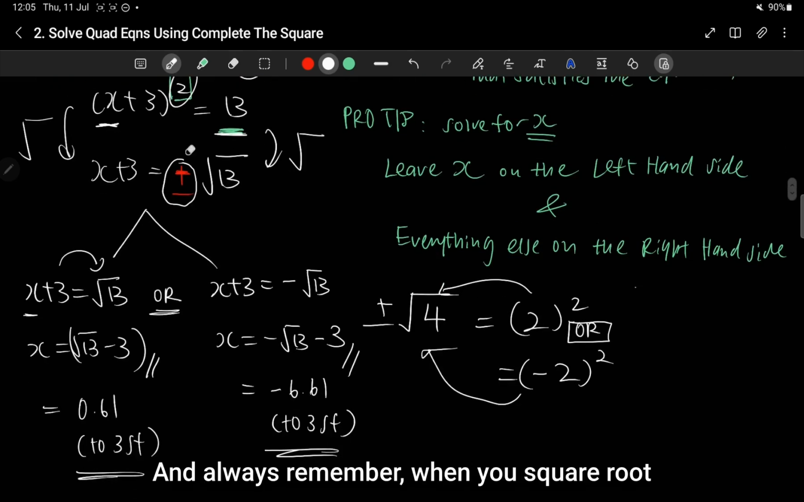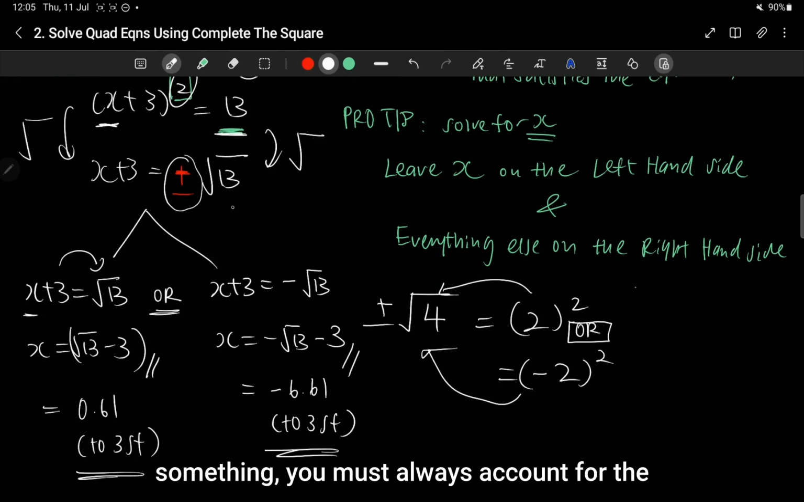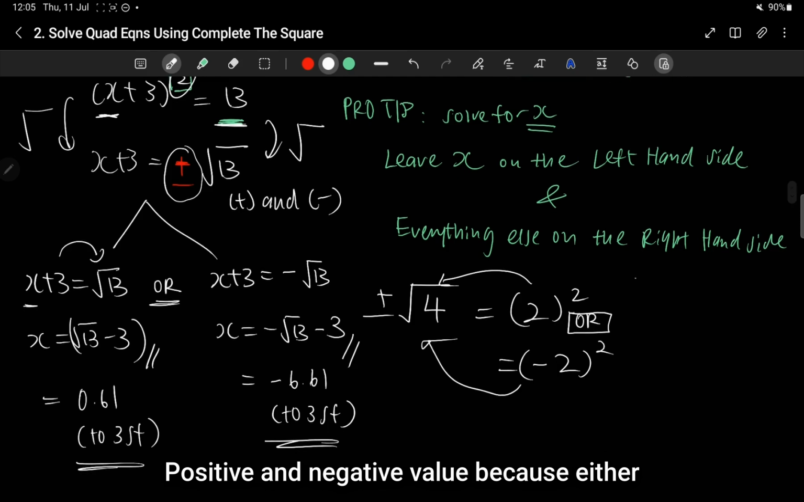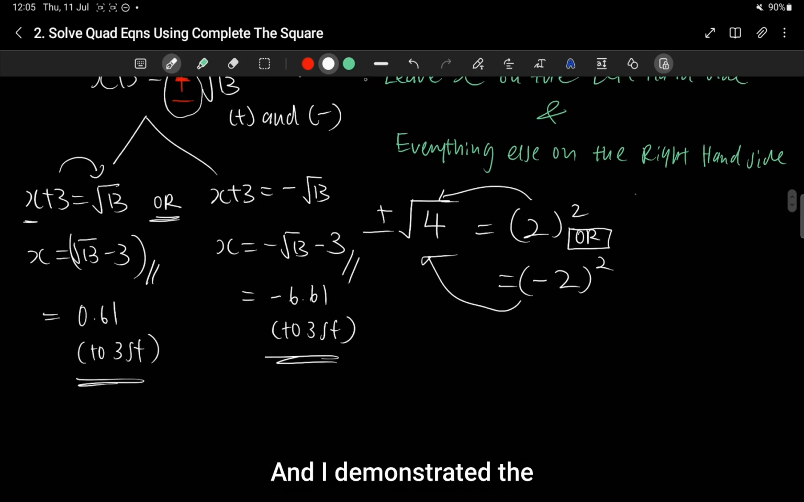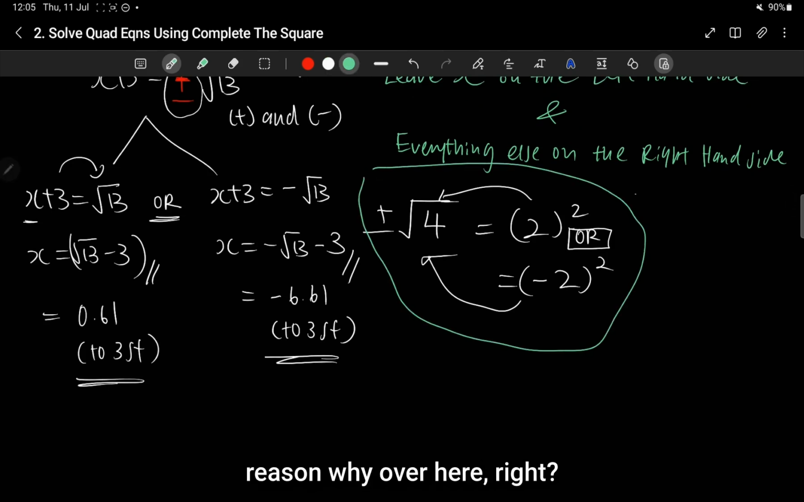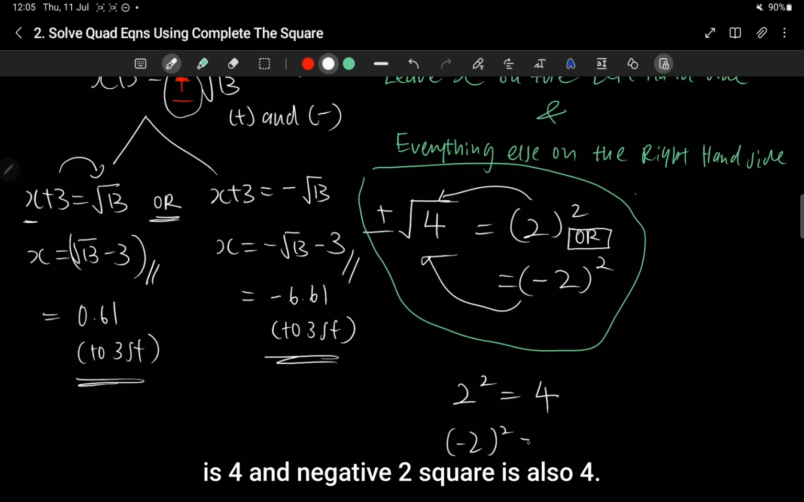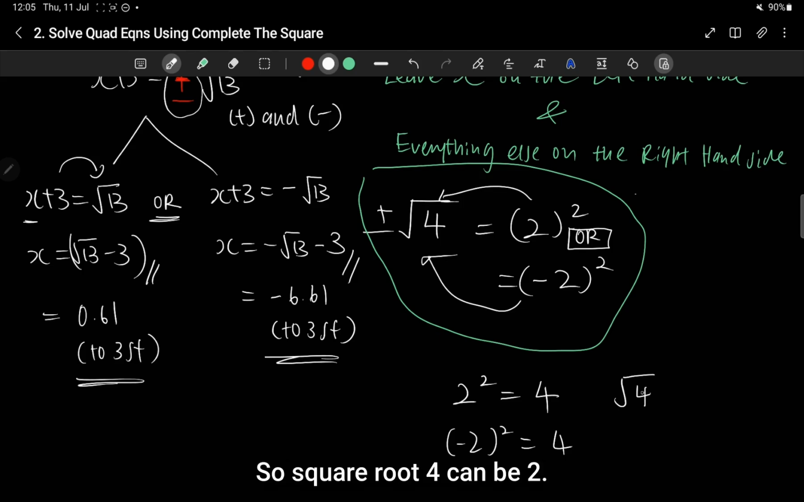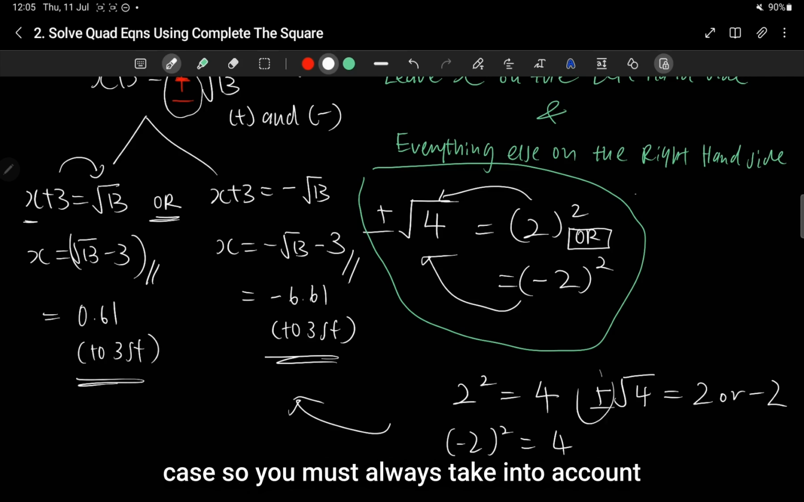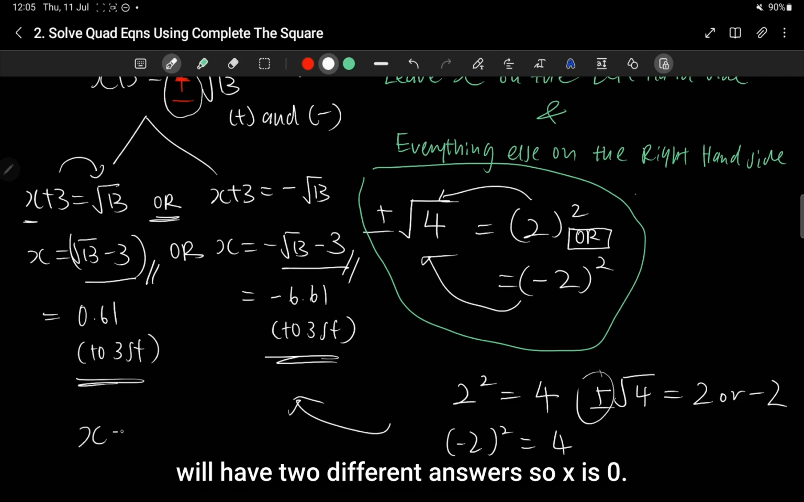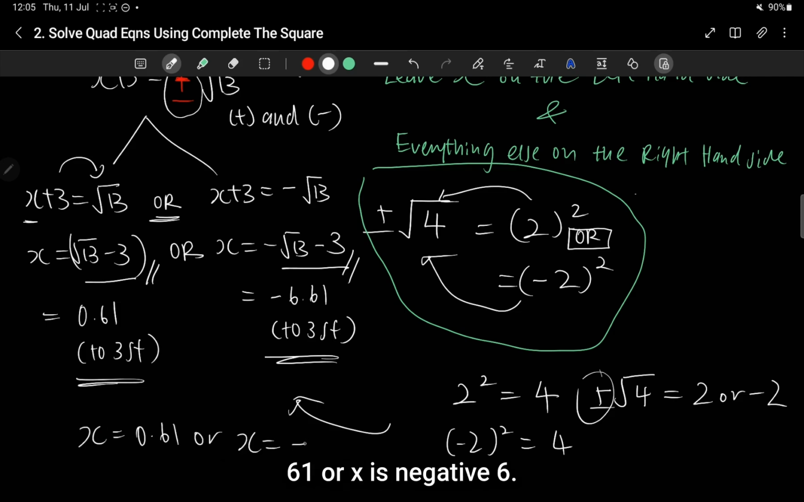And we get this. And always remember, when you square root something, you must always account for the positive and negative value, because either answer, so in this case square root 13 or negative square root 13, can be the answer. And I demonstrated the reason why over here, right? 2 squared is 4, and negative 2 squared is also 4. So square root 4 can be 2 or negative 2. And it's the same for this case. So you must always take into account the plus minus sign. And therefore you will have two different answers. So x is 0.61 or x is negative 6.61.